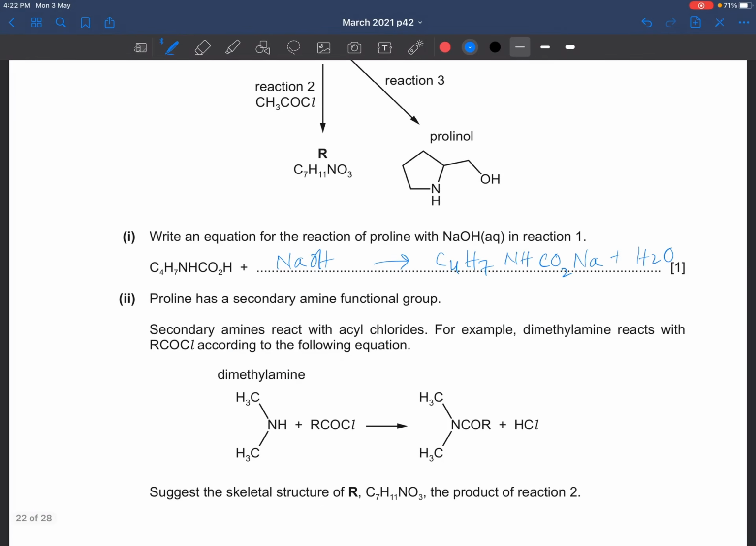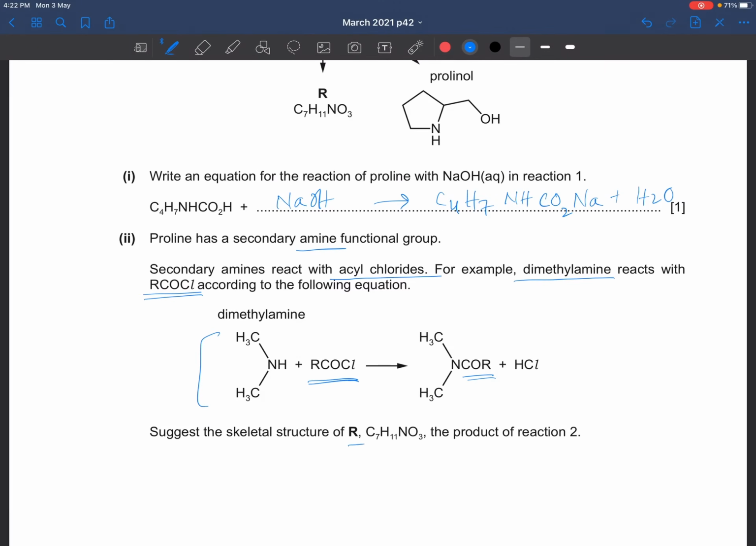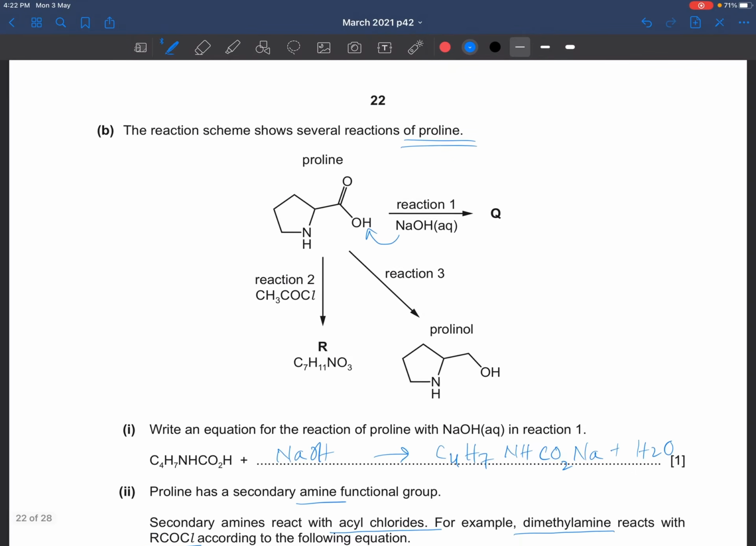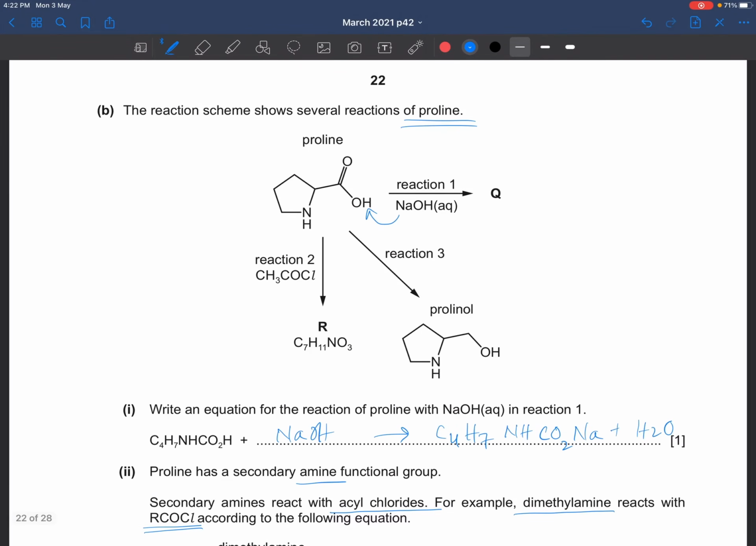Then proline has a secondary amine functional group. Secondary amines react with acyl chlorides. For example, dimethylamine reacts with RCOCl according to the following equation. This is dimethylamine reacting with acyl halide, and we get this link. So suggest a skeletal structure of R, the product of reaction 2. Skeletal structure of R.